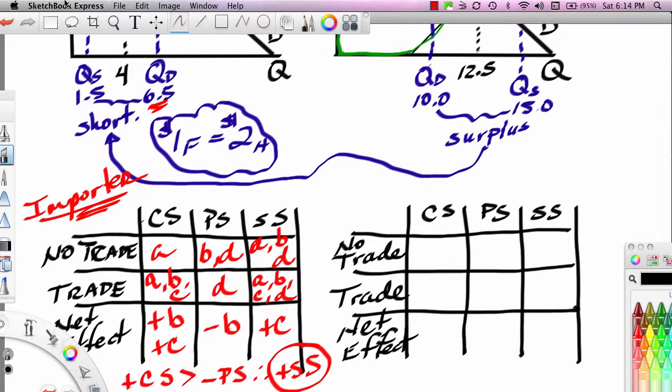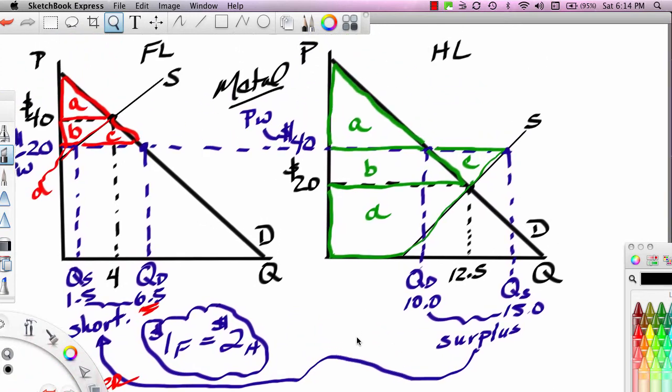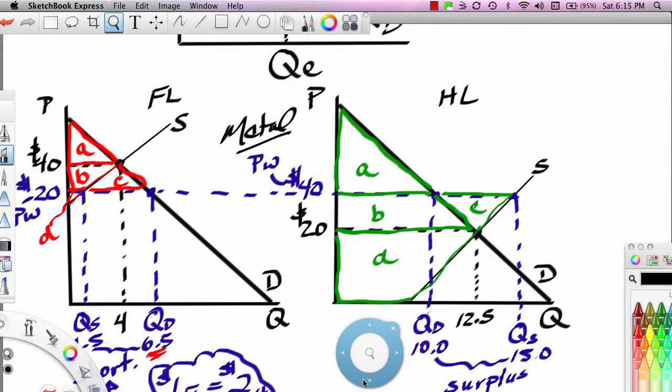Okay, now we need to go up and look at the diagram. Now, when there's no trade, the price is what? The price is 20. That's the no trade price right there. What do consumers get? Consumers get above the price line, below the demand curve. The demand curve is up here. So below the demand curve, above the price line, consumers get what? A and B.